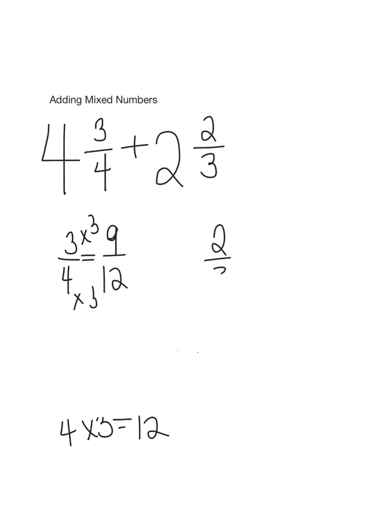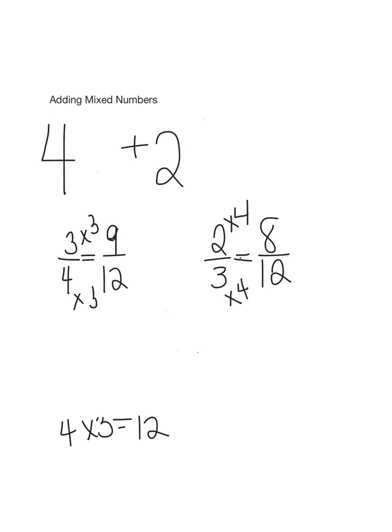And then my 2/3 is equal to something out of 12. I'm splitting the 3 into 4 pieces, and I must do the same on the top, and that gives me 8/12. So I'm going to go ahead and replace the old fractions here with the new ones that I have found, and then I can add. So 9/12, and then I know that 2/3 was equal to 8/12.